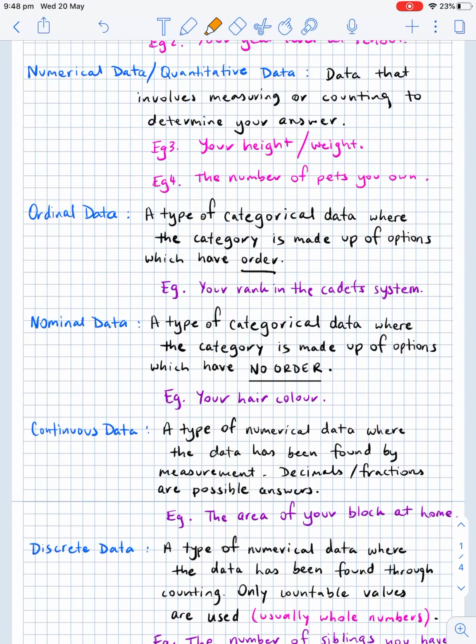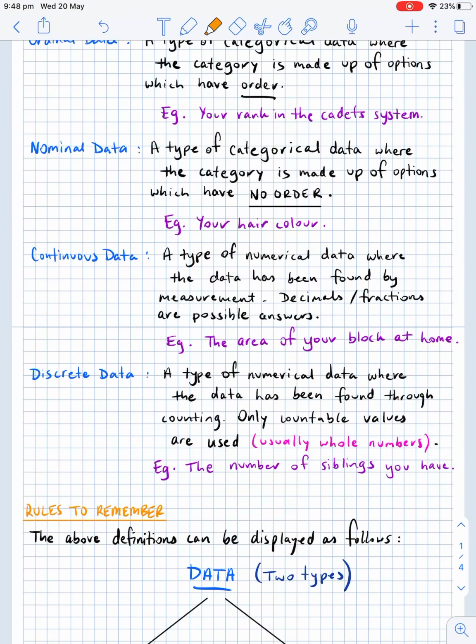Nominal data is exactly the same as ordinal data, except there is no order to it. So for example, say you've got the question what your hair color is, the answers that you're going to be giving for this are things like blonde or brown or black, those sorts of answers. There's no order to them. Colors don't have an order. So therefore we consider that sort of data to be nominal data.